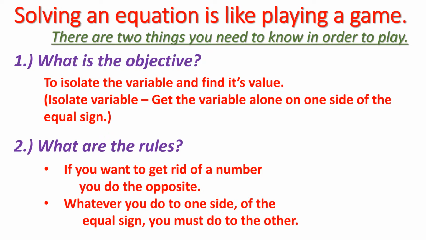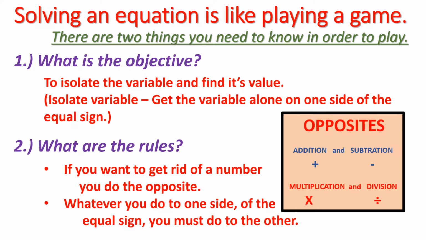Now that sounds pretty catchy. Let's try that one again. If you want to get rid of a number, you do the opposite. Whatever you do to one side of the equal sign, you must do to the other. Opposites in math: addition and subtraction are opposites because they can undo each other. Multiplication and division are opposites because they can undo each other.